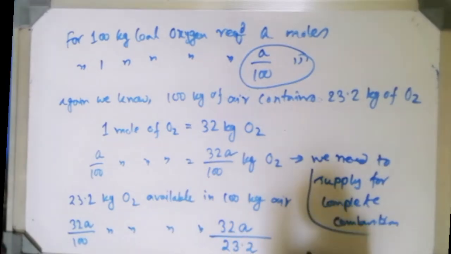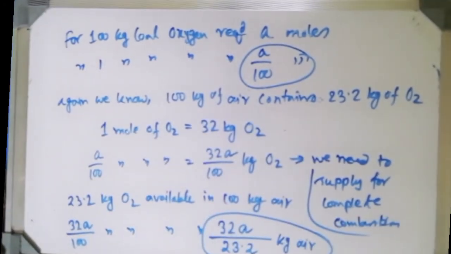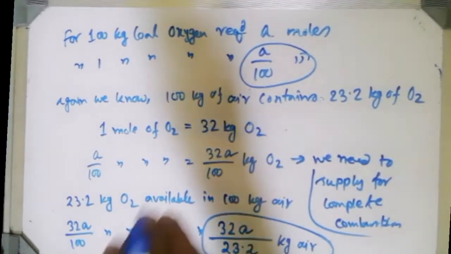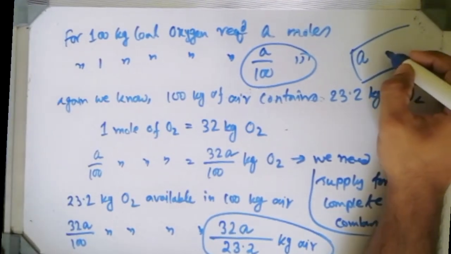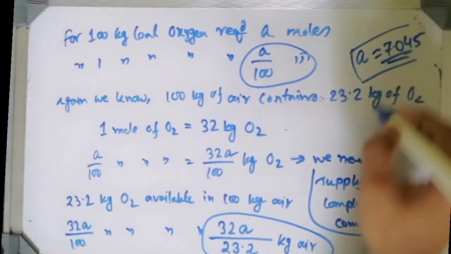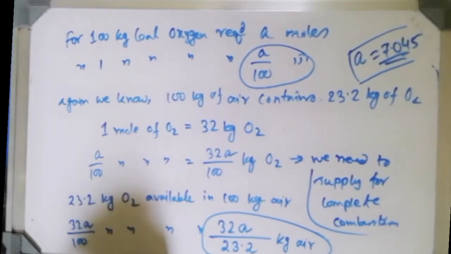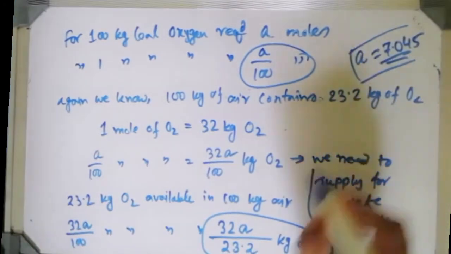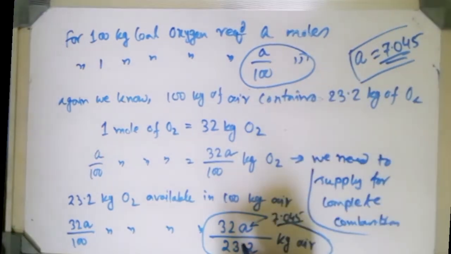Now that particular problem, already we have found out the A value after solving those problems. That given data, I have found out A equals 7.045. If you get the value of A, then put this value of A over there and get what amount of actual air is required. Just put this 7.045 here. According to the given problem, you have to find out the value of A and put that value over there. Immediately it will give you the amount of air you need to complete the combustion. Understood?